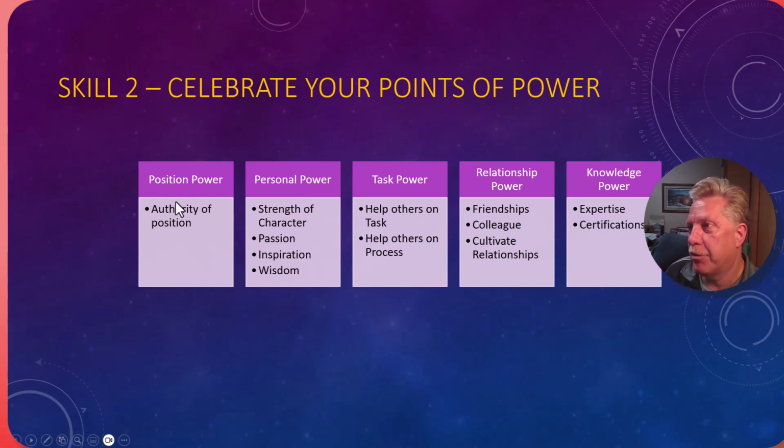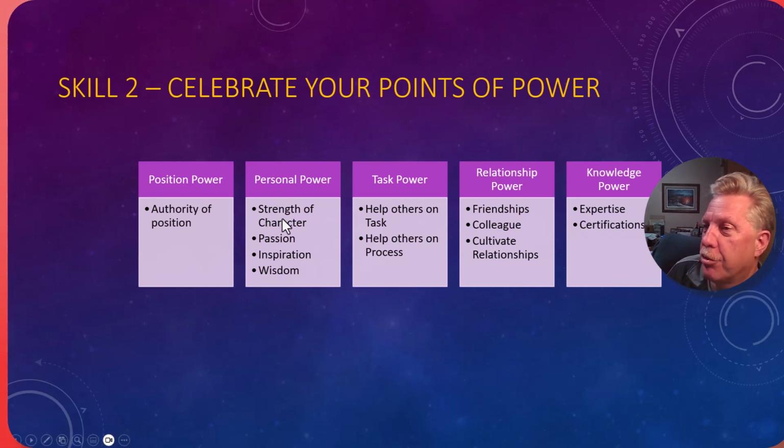The second skill is celebrate your points of power. So you have 5 different points of power. The first one is the most obvious, position power. You want to limit the amount of time that you use position power, and that's really the authority of your position. So if you're a director of an area or a leader of a particular team, you would be able to use your position of power to have people do what you need or want them to do, but you want to limit the amount of time that you use that position of power to get the team to perform a task.